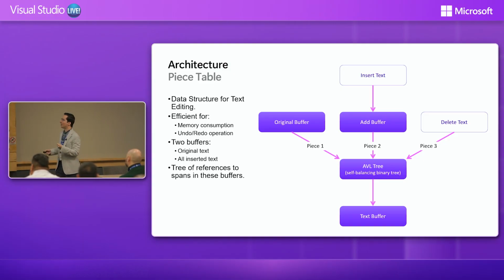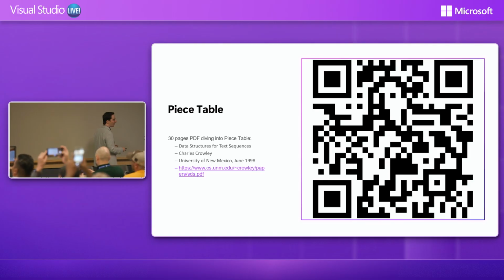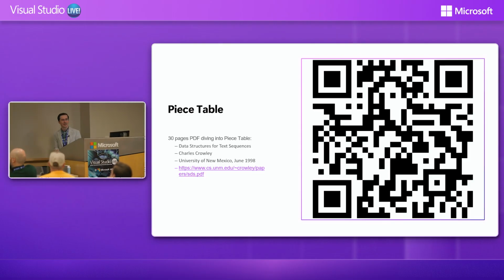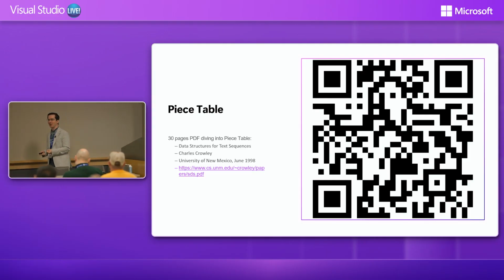Now, we only have 20 minutes in this talk. I could spend a whole hour on piece tables, and I don't have this time. So if you're interested in learning more, I invite you to scan this QR code, which gives you access to a 30-page PDF written by Charles Crowley from the University of New Mexico back in 1998. And yes, it dates, but it's still actually very valid today.